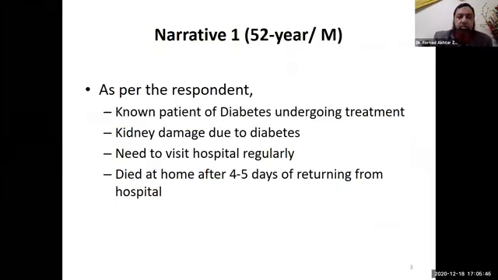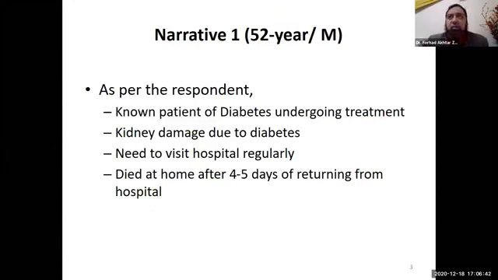I have just given a summary of that Hindi narrative. It's a 52-year-old male, and as per the respondent was a known patient of diabetes undergoing treatment in a hospital in Chandigarh. The narrative has mentioned that there was kidney damage due to diabetes, and also that they need to visit the hospital regularly. They have not given any details why they are visiting twice a week or something like that, but they have given that they need to visit the hospital regularly, and ultimately died at home 4 to 5 days after returning from hospital. So this is in a nutshell. It's not a line by line translation, but it's the summary of the narrative which we'll discuss today.